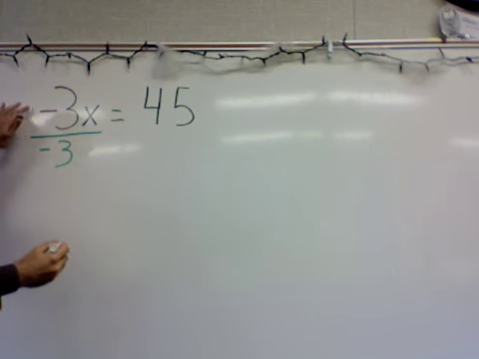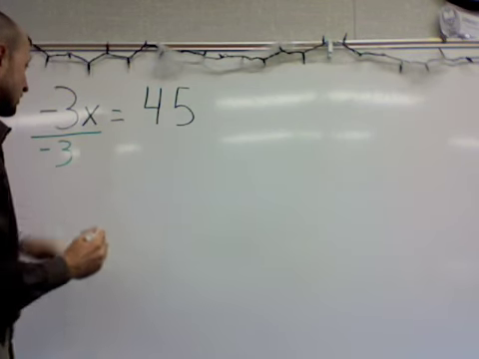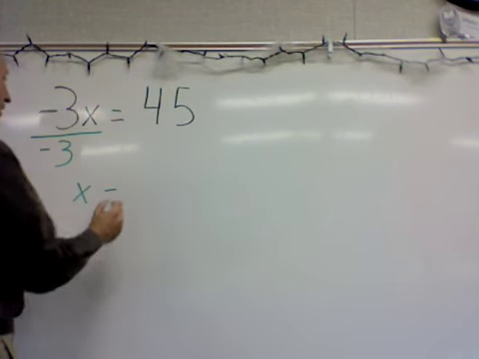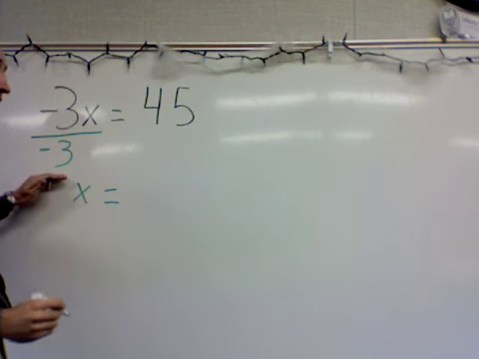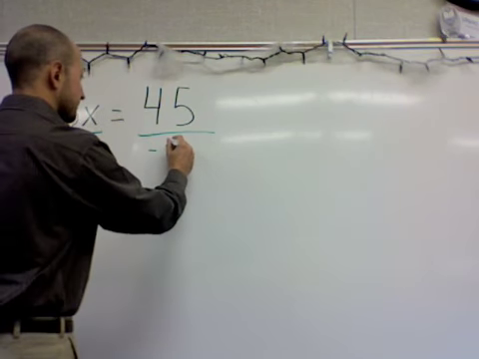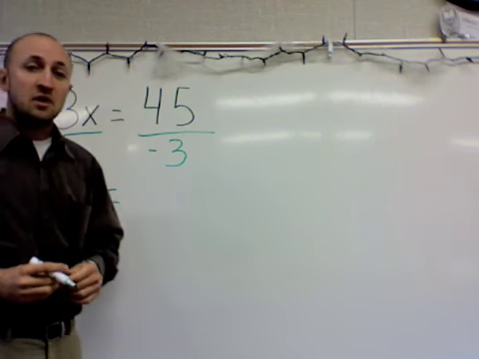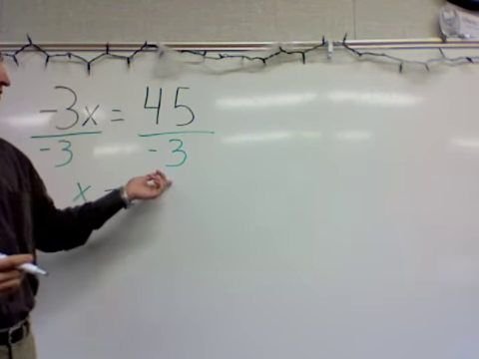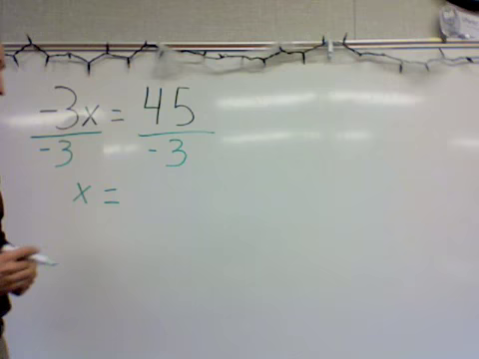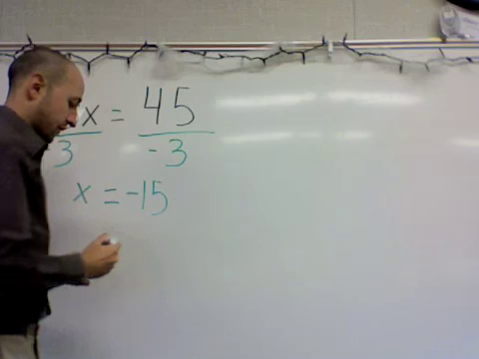And negative 3 divided by negative 3 is going to be 1, which is just going to leave me with my x now. And since I did this by negative 3, I have to divide this by negative 3. And now I can get out a piece of paper because mental math may not help me with this. Maybe it will for some of you. 45 divided by negative 3, I will end up with a negative 15.